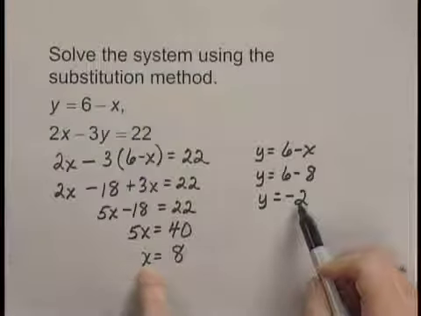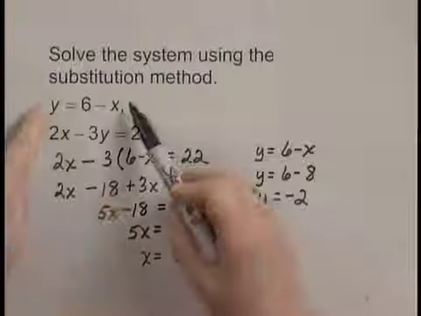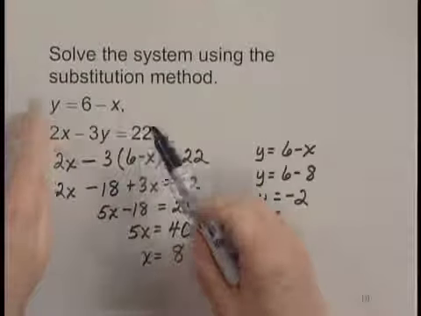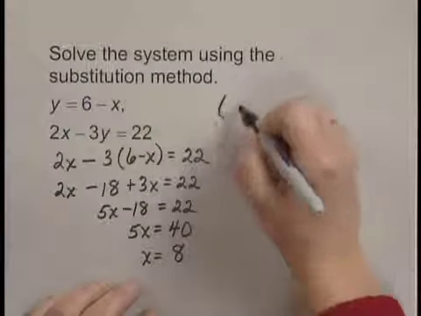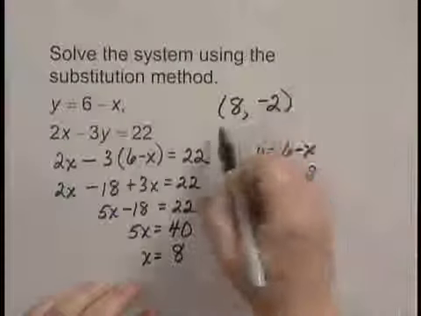In order to be sure that I have the right answer, I would substitute this ordered pair in the first equation and in the second and make sure they were both true. If they're both true, I know I have the solution to the system, and I would write that the solution is 8, negative 2.